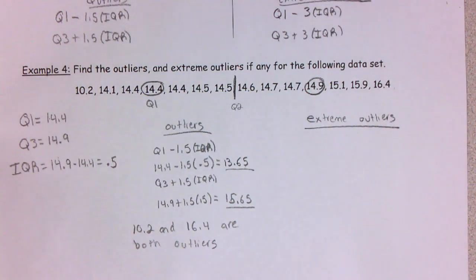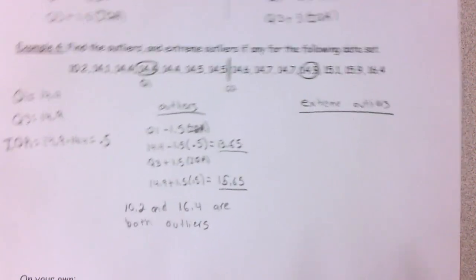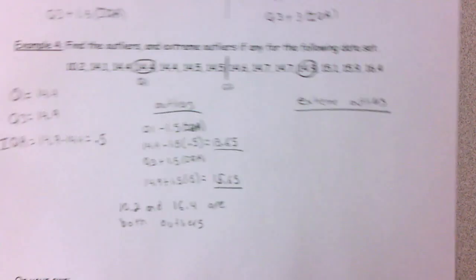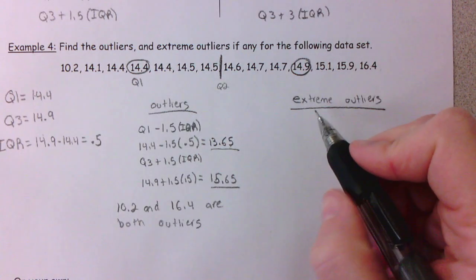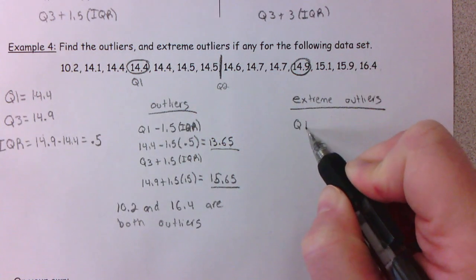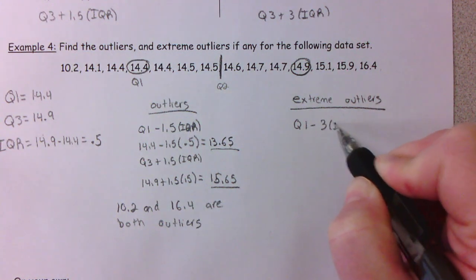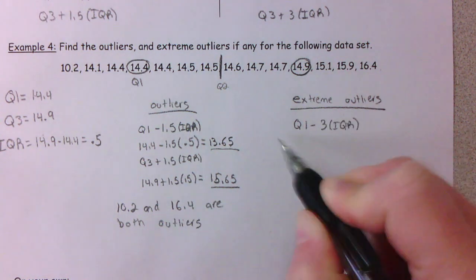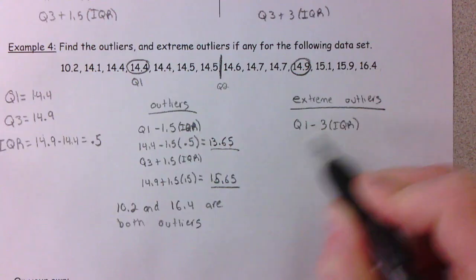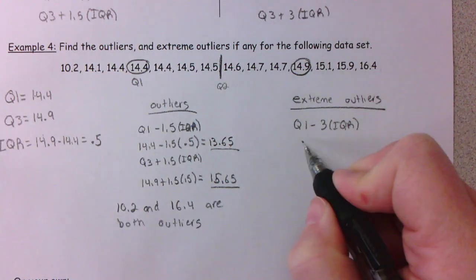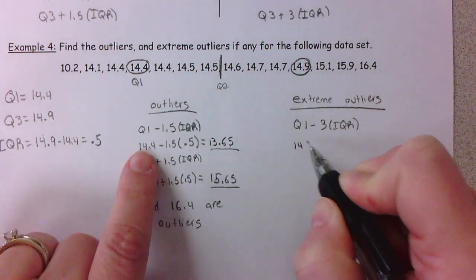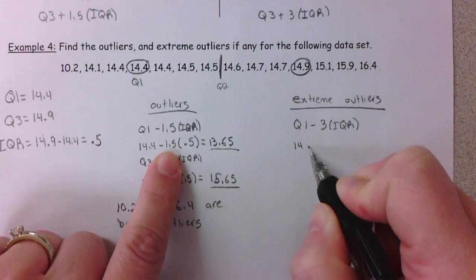Okay, so since I have outliers, I need to go ahead and see if either of these are extreme outliers. So I'm going to extend the length of the box to 3. So I am going to use Q1 minus 3 times IQR. And I'm just writing this out so you know where it came from. You don't always have to write this out when you're doing the homework. So it's the exact same thing, but I'm going to change the 1.5 to a 3.